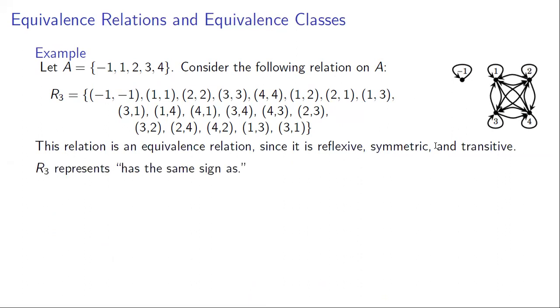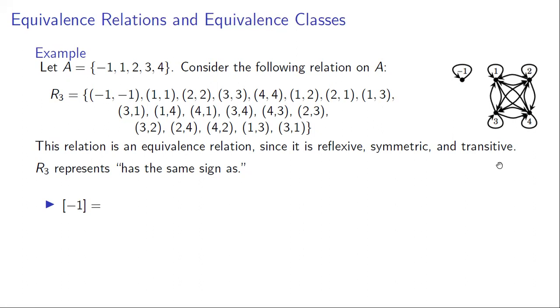Now, what idea does it represent? It represents the idea of has the same sign as, right? So -1 has the same sign as -1. This is the only negative number. All the others are positive, so they all have the same sign as each other. That's why they are all related to each other. 1 is related to 2 and 3 and 4 because they all have the same sign. They are all positive numbers.